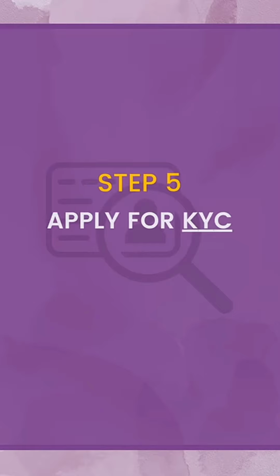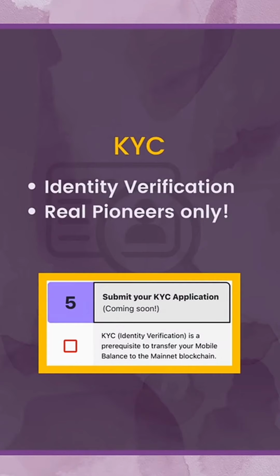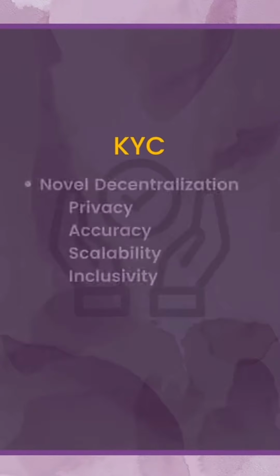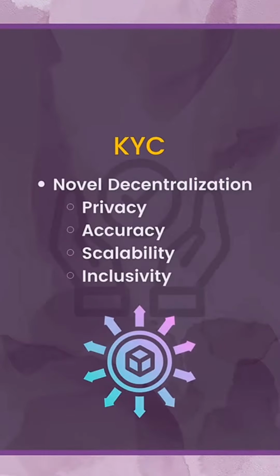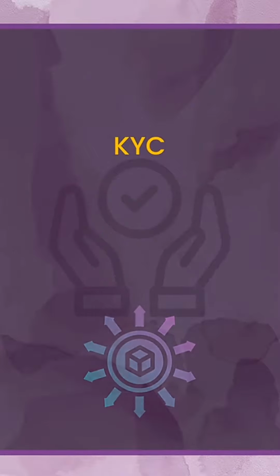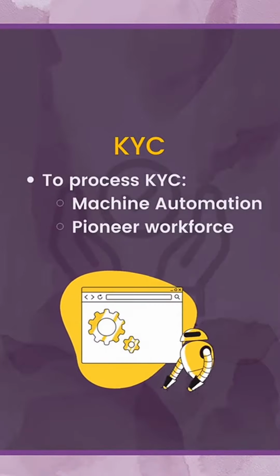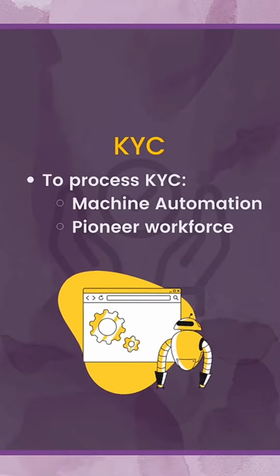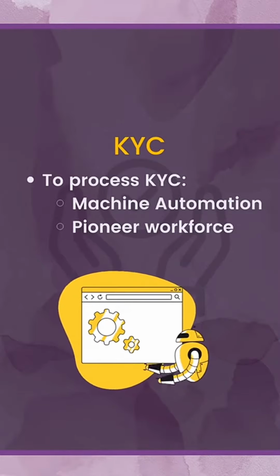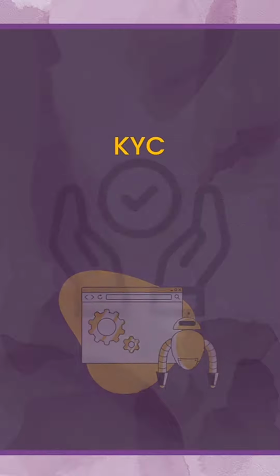Step 5. Apply for KYC. KYC, or Know Your Customer, is a procedure to first identify and then verify pioneers' identities to comply with regulations and to ensure that pioneers within the global Pi ecosystem are real individuals. The Pi KYC app on the Pi browser is a native decentralized solution to make KYC scalable and financially accessible around the world. It combines machine automation and crowdsourced, hyperlocal human verification to accomplish scalable, secure, and efficient KYC.